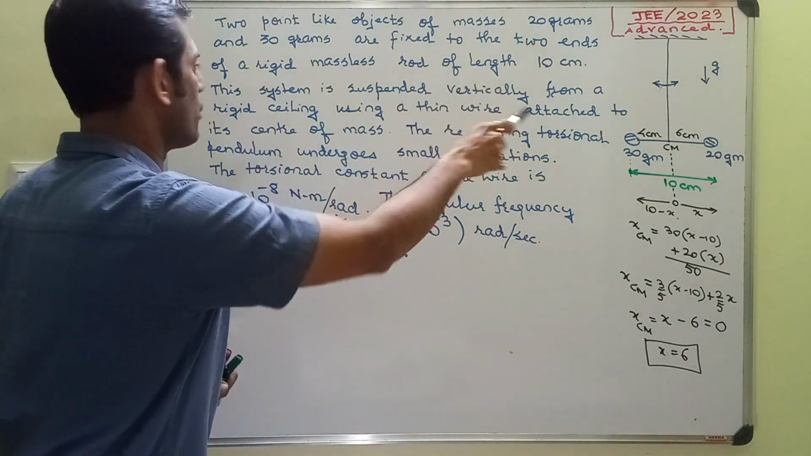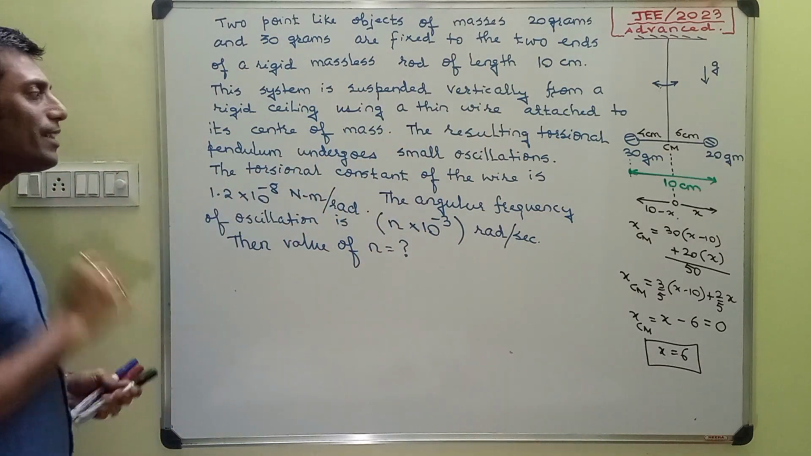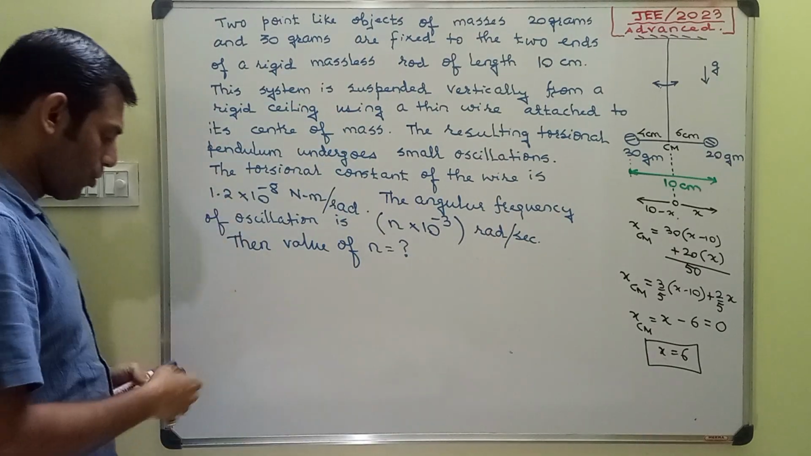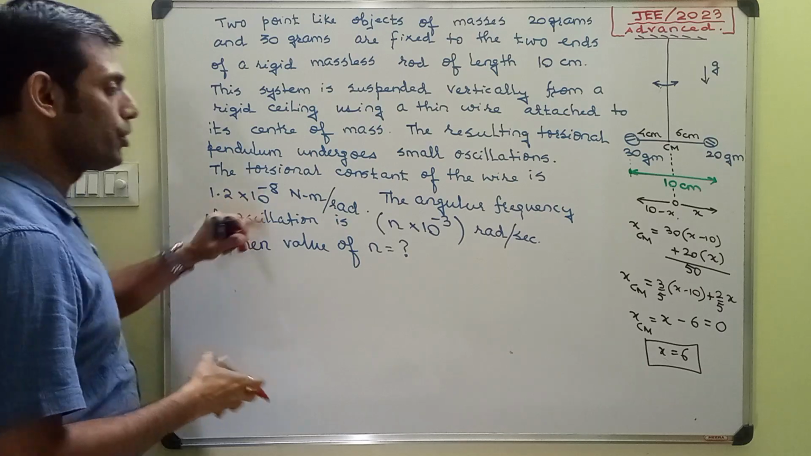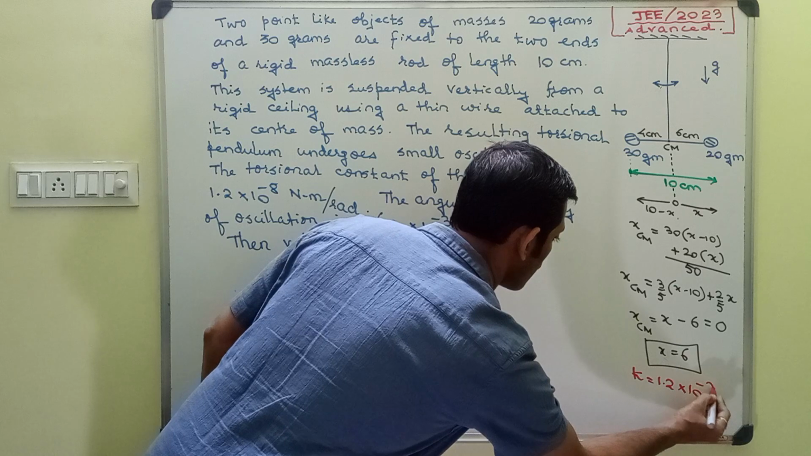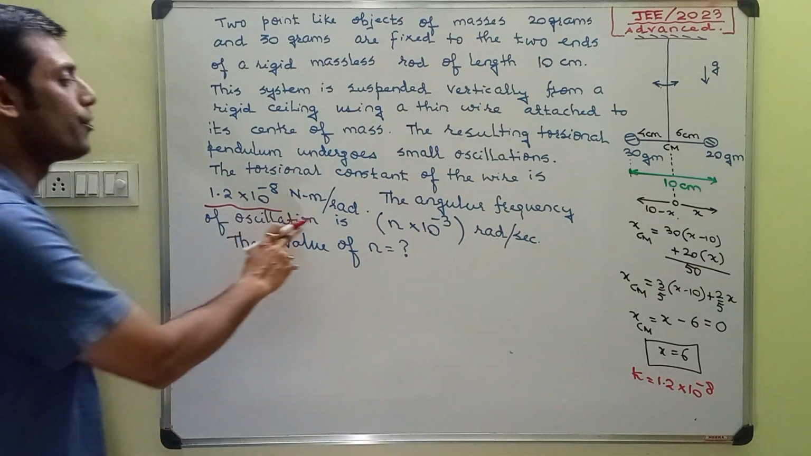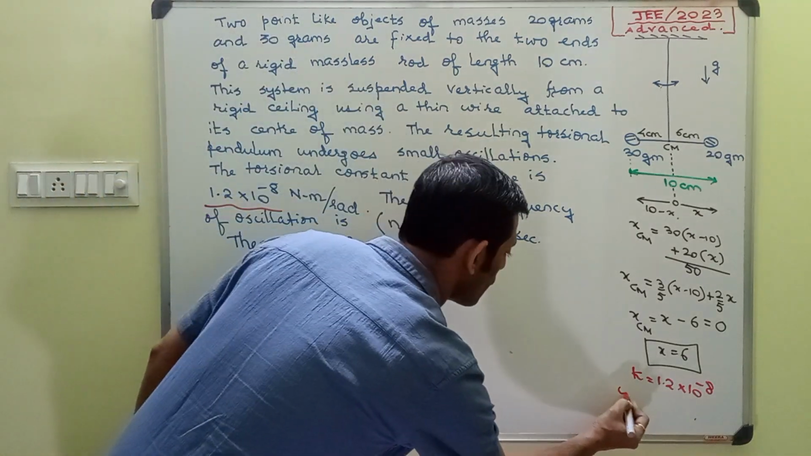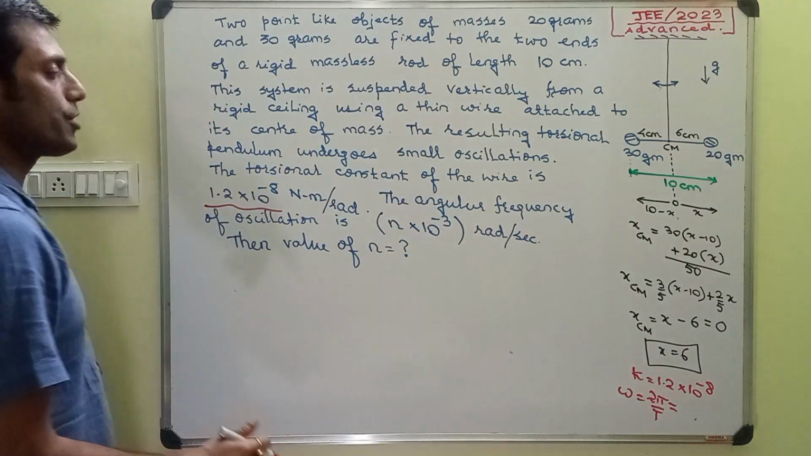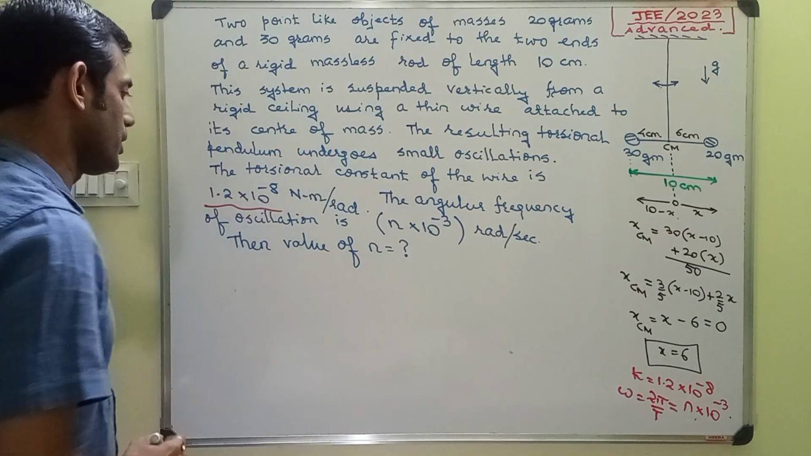Now this system is suspended rigidly using a thin wire from its center of mass. The resulting torsional pendulum undergoes small oscillations like this. The torsional constant is given as 1.2 into 10 power minus 8. Angular frequency of oscillation, that means 2 pi by capital T, is given as n into 10 power minus 3. Let's start solving this question for now.